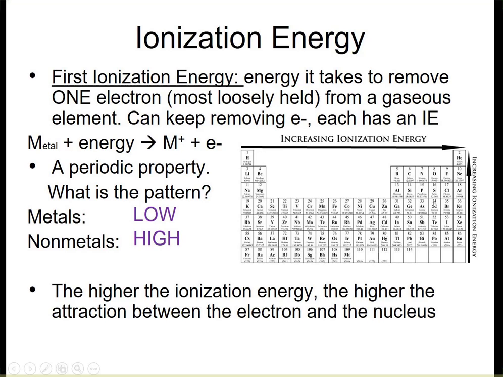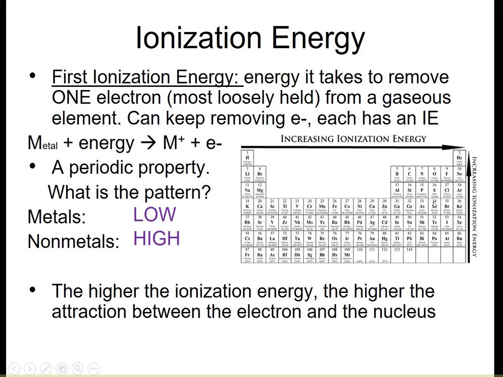Ionization energy is a periodic trend. First ionization energy is the energy it takes to remove that first, most loosely held electron from a gaseous element. You can also have a second, third, fourth ionization energy as you remove the second, third, fourth electron, etc. And it is a periodic property.